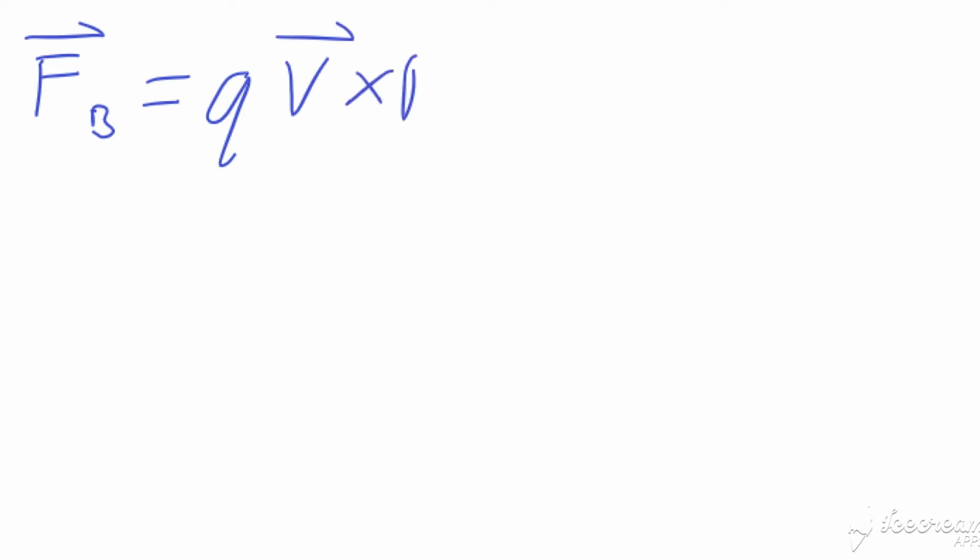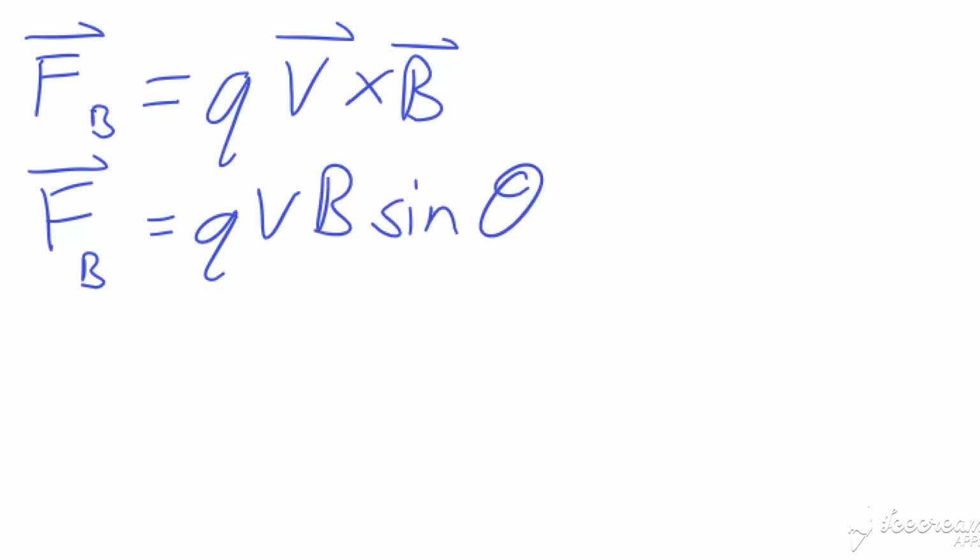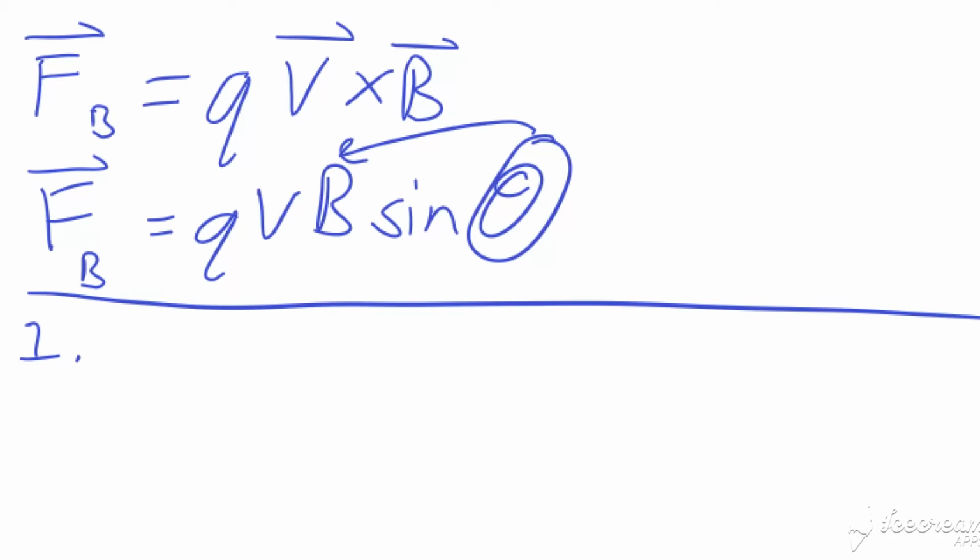To eliminate this cross product, we can simply rewrite this equation as q v B multiplied by sine theta, where theta is the angle between these two vectors. From this equation, there are a couple of key observations that we can make about the magnetic force. The first is that the magnetic force on a stationary charge is equal to 0.